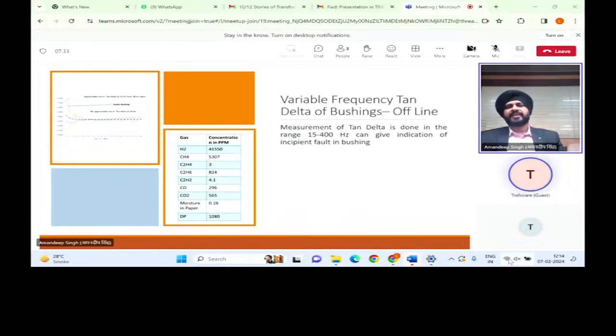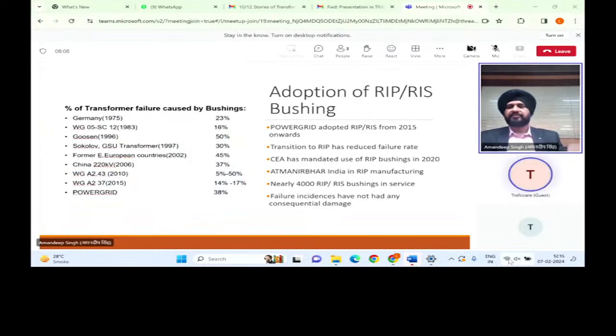Our 50 Hertz frequency tan delta is almost close to the healthy bushing tan delta value, but at lower frequency 15 Hertz, it is having a very appreciable rise. So when we did the DG analysis of this OIP type bushing, we found a lot of gas was there. Hydrogen was almost 41,000 ppm. So there was a lot of partial discharge occurring inside that bushing, and it could have exploded at any time. So by doing this variable frequency tan delta of the bushing, we have been able to prevent one failure of our transformer.